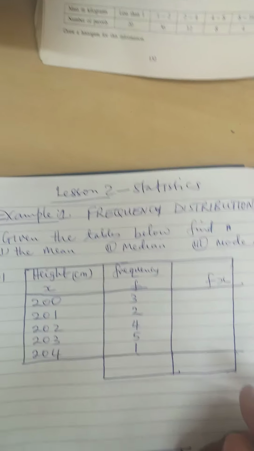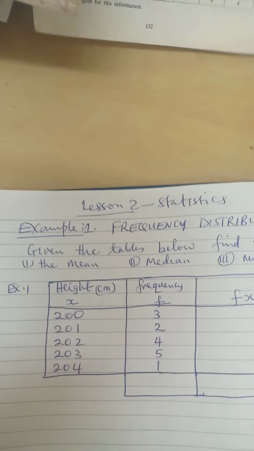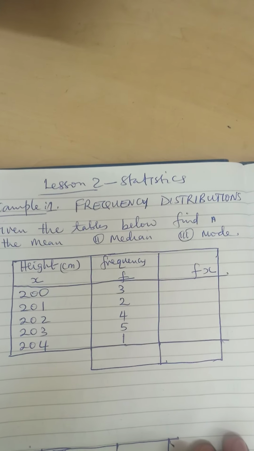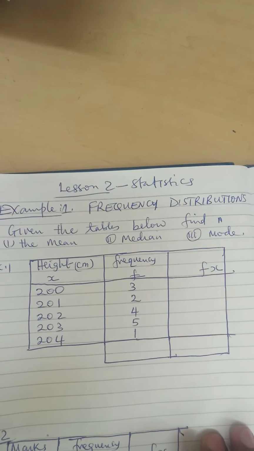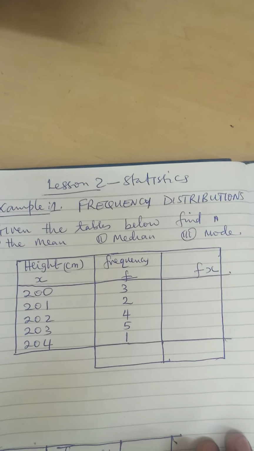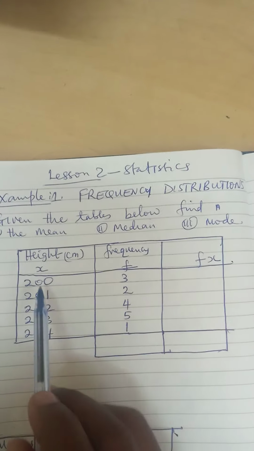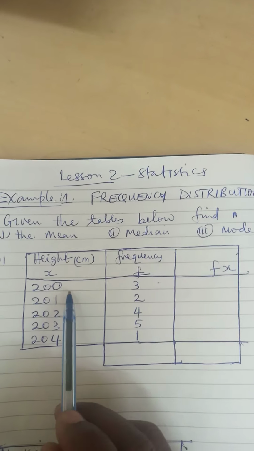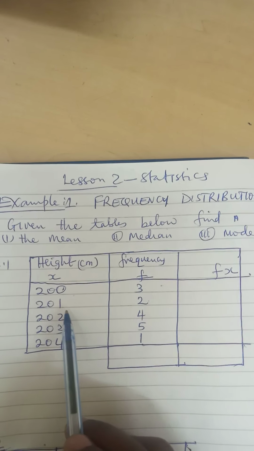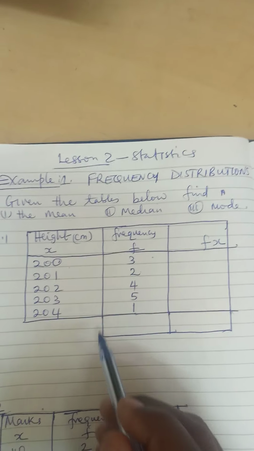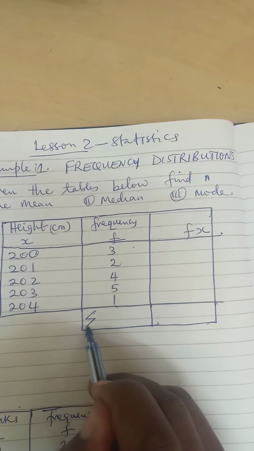We shall still look at how to find the mean, but this time round we want to utilize a method that allows us to use a frequency distribution. We are given the table below that presents heights of students and their frequency. This implies that 3 students had a height of 200, 2 had a height of 201, and so on. They want us to find the mean, and we will need to find summation.